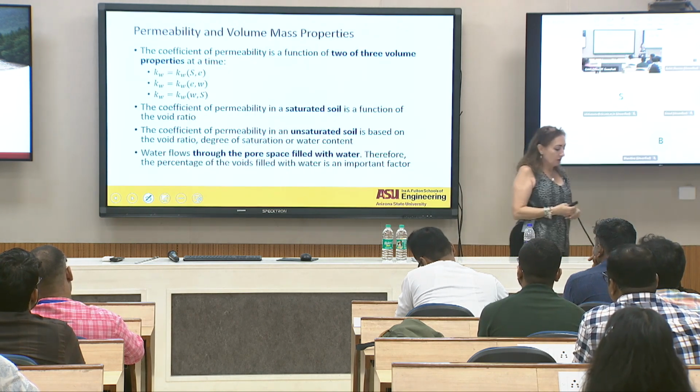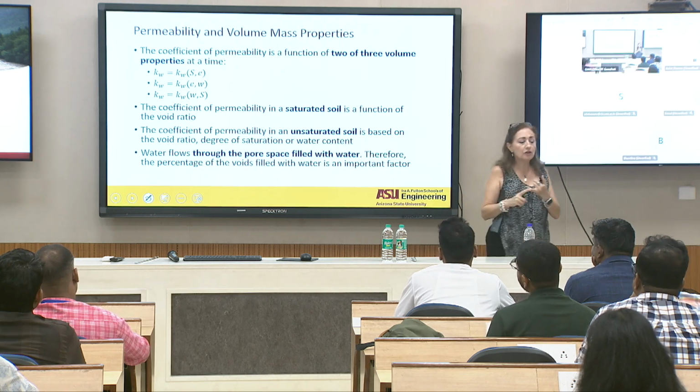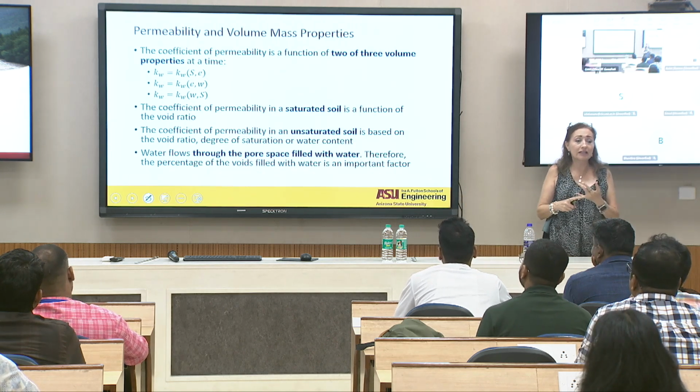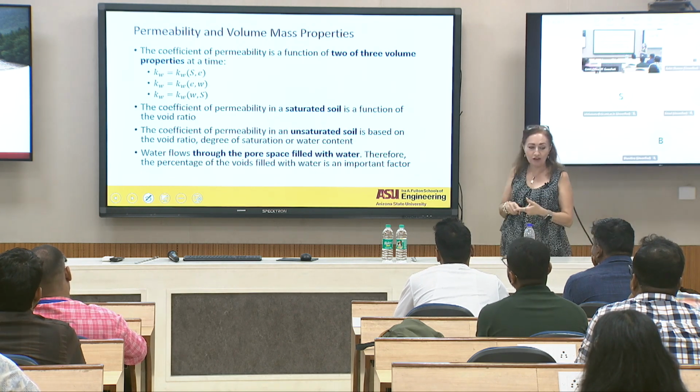Okay. So you also saw this morning from Professor Barat that the coefficient of permeability is a function of two of the three properties. It's a function of the degree of saturation and void ratio, or you can use the void ratio and gravimetric water content, or you can use the water content and degree of saturation, okay?